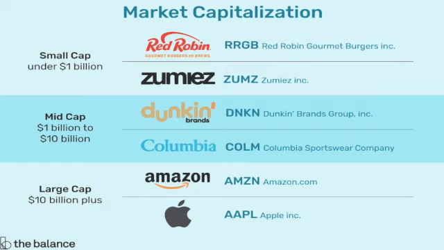And as you can see from the image, there are examples of US companies which will be categorized as small, mid, or large cap companies based on their current market capitalization value. And you probably guessed it already, but as you can see, Amazon and Apple are two examples of large cap businesses, and we'll look at them more in this video.